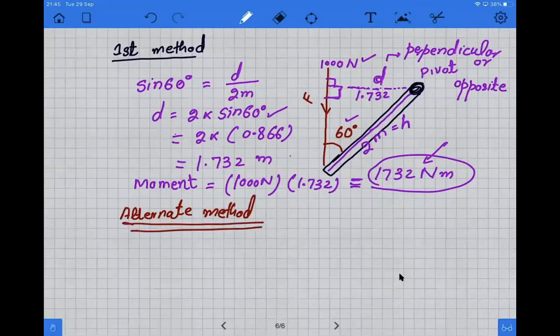Alternate method. Now instead of drawing a perpendicular, what if we resolve the force? We can resolve the force into two components, and for me, out of the two methods, I'm comfortable with resolving the force. So resolving the force is a bit easier than the other method. But first, you have to understand that for solving problems of moment in which force and distance are at different angles, one option is to draw a perpendicular from the pivot to the line of action of force, as we did in method number 1. The alternate method is this.